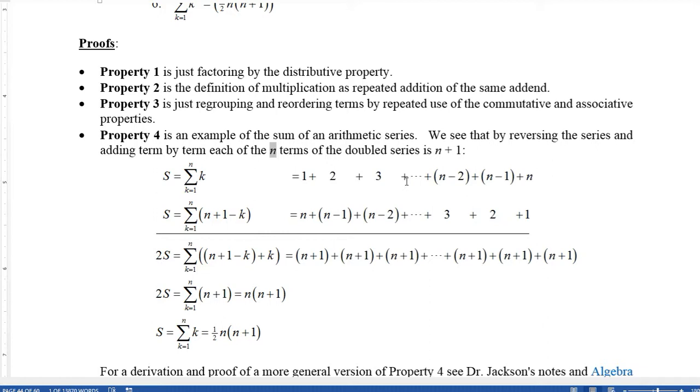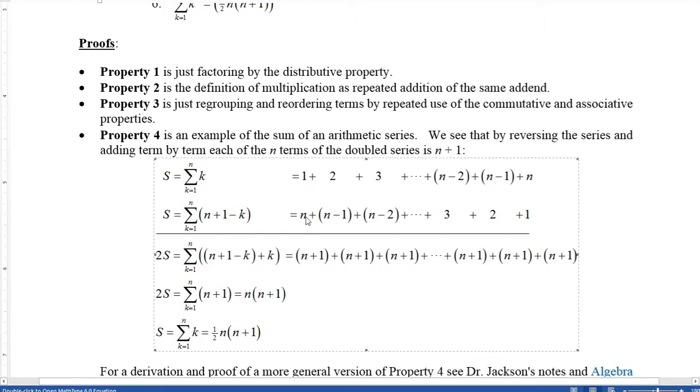Now we're going to reverse the series so that we can see it as the sum from k equals 1 to n of n plus 1 minus k. So n plus 1 minus 1 is just n. n plus 1 minus 2 is n minus 1. n plus 1 minus 3 is n minus 2, until you work it down to the last one when you put in n, n plus 1 minus n is 1. So it's exactly the same sequence in the reverse order, and now we just add up term for term.